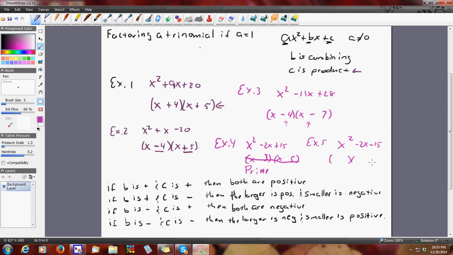And it would have ended up being x and x, 3 and 5. It'd be a negative 5 and a positive 3 because they're both are negative, so the larger is negative and the smaller is positive. That's it.